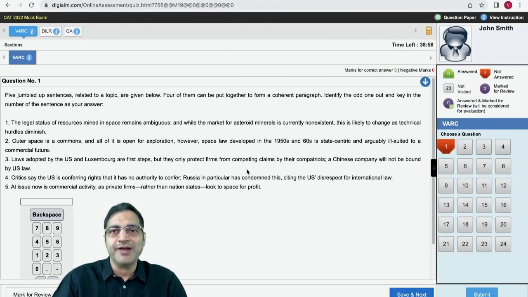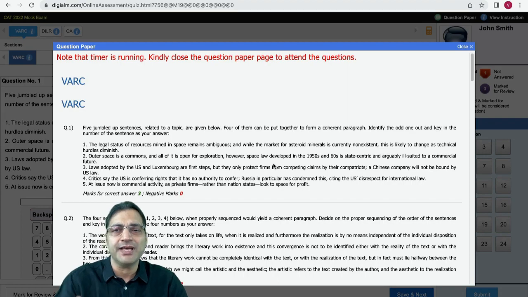Here we are. We have the VARC section of CAT in front of us. So why not go to this question paper mode? We are on question paper mode now, and we can easily identify that this first question is of the odd one out type, and moreover is a TITA question. How do I know this is a TITA question? Because negative marks 0. And how many answers can it have? It can have only 5 answers: 1, 2, 3, 4, 5.